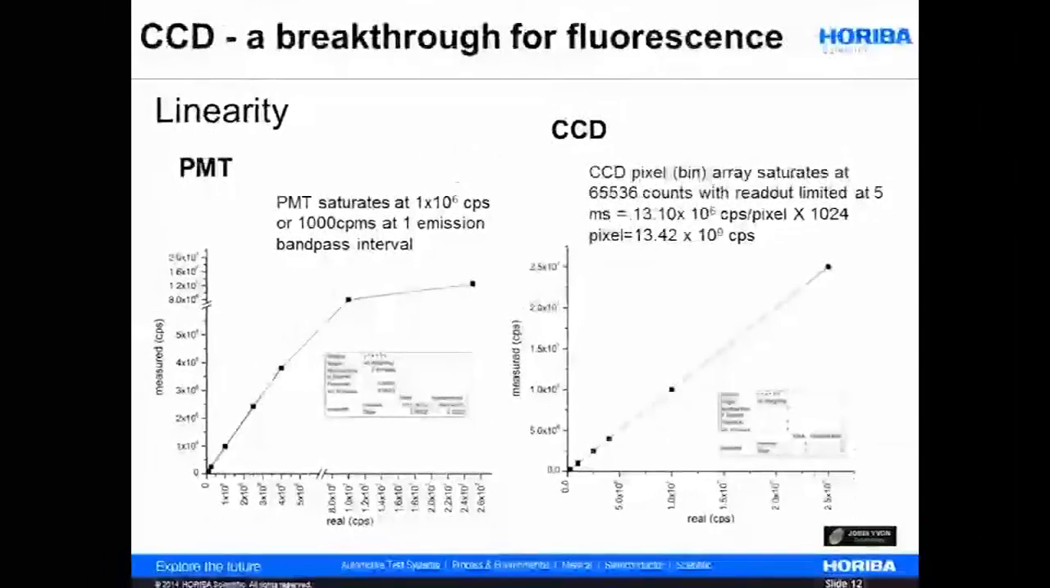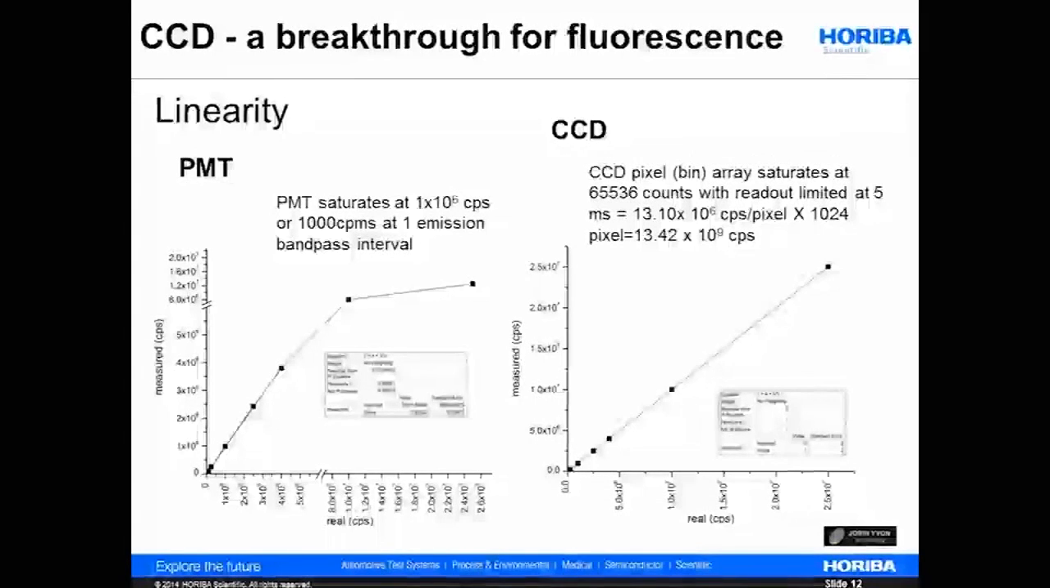For the CCD, on the right, the saturation can occur at the pixel level, but if the photons hit different pixels, those pixels can be summed together to increase the overall collected signal. This enables to keep a good linearity without saturation over a large dynamic range, thus enabling to analyze some very concentrated samples.